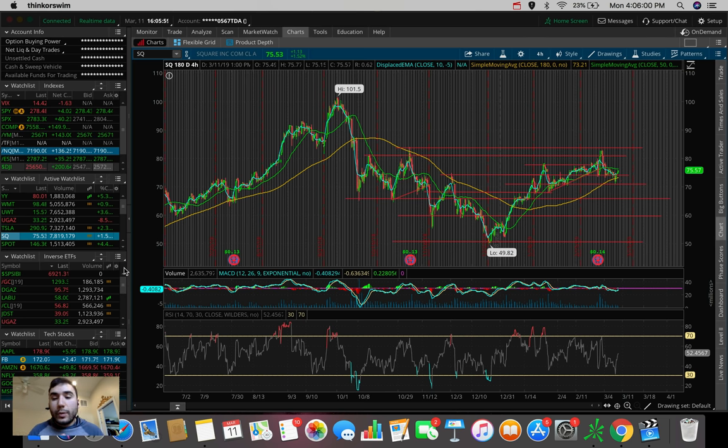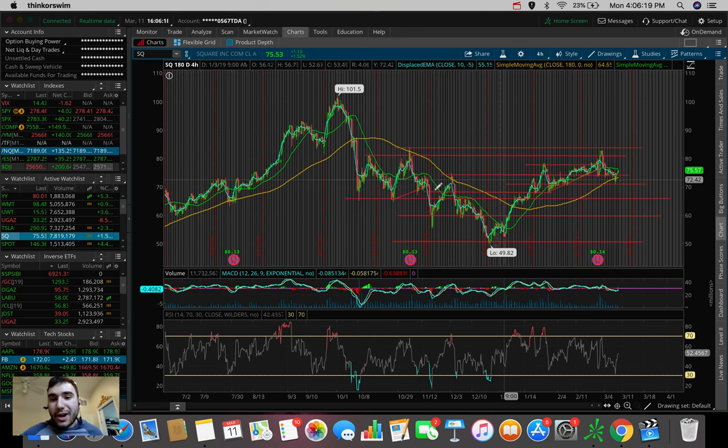So let's just hop right into it, guys. Let's do some technical analysis here. Let's break down why I personally see potential in Square stock, ticker symbol SQ. It has been on my radar, and I know a bunch of people in our community have been watching Square as well.